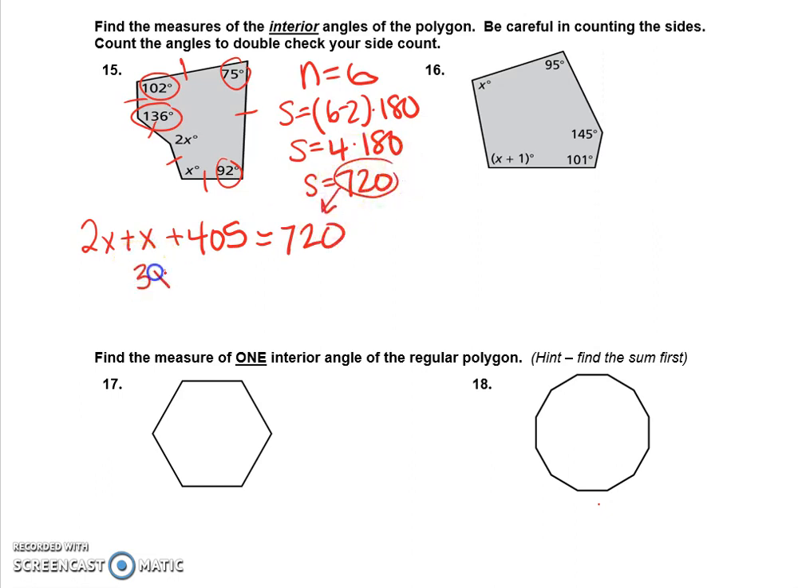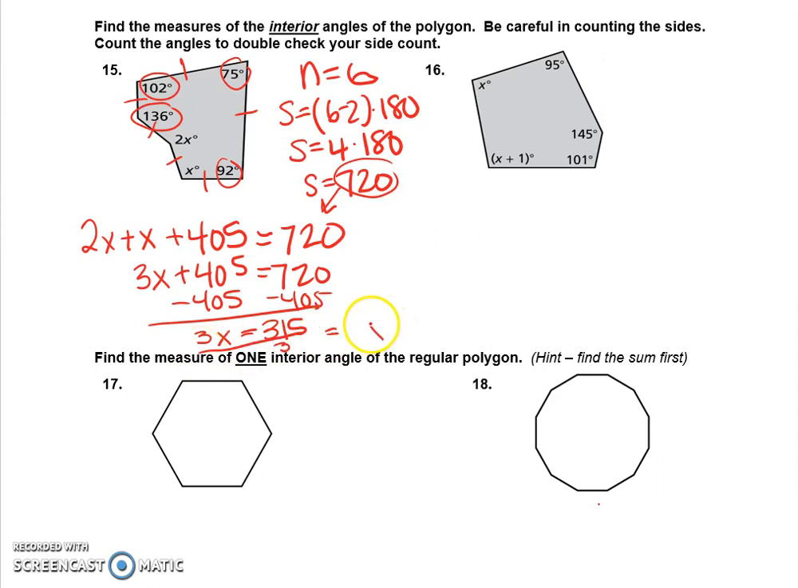So 2x and x is 3x, so I have 3x plus 405 equals 720. Subtract 405 from both sides, and you're left with 3x equals 720 minus 405, which is 315. If you divide both sides by 3, x is equal to 105 degrees. Okay, now you need to go back in and plug that in right here because we've got 2x. 2 times 105 is 210 degrees, and this one's just x, so that's 105.